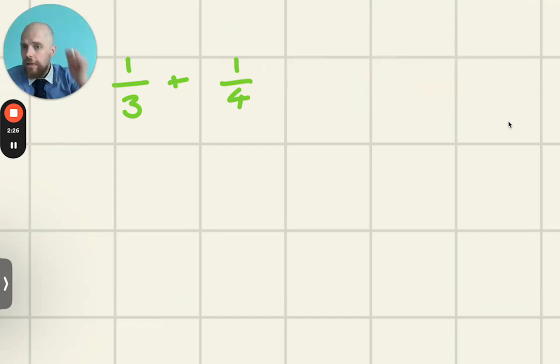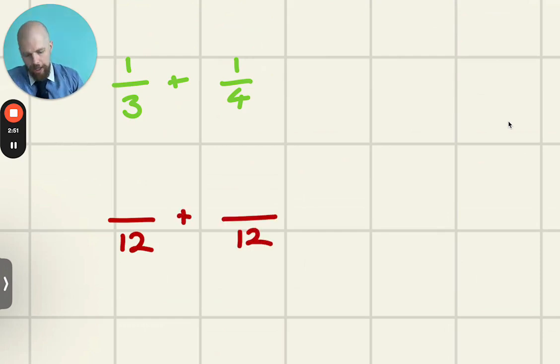What we need to do is make the denominators the same. So we think about the lowest common multiple of 3 and 4, i.e. what's the smallest number that's in both the 3 and 4 times tables. We're looking at the 3 times tables, we're looking at the 4 times tables, and the smallest number that's in both is obviously 12. So what I want to do is make the denominators become 12.